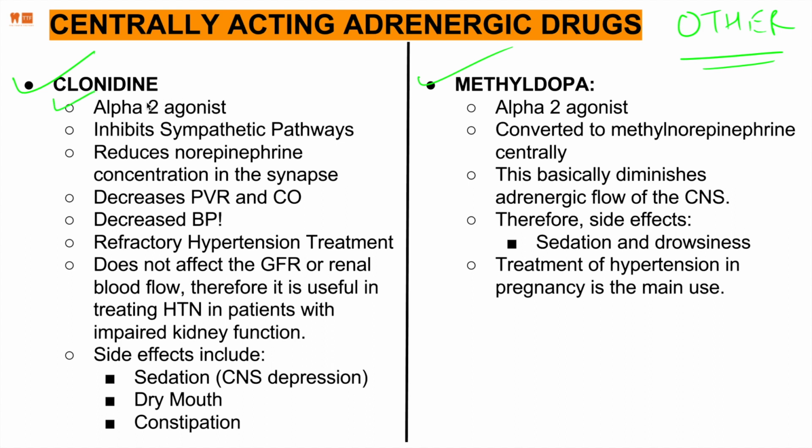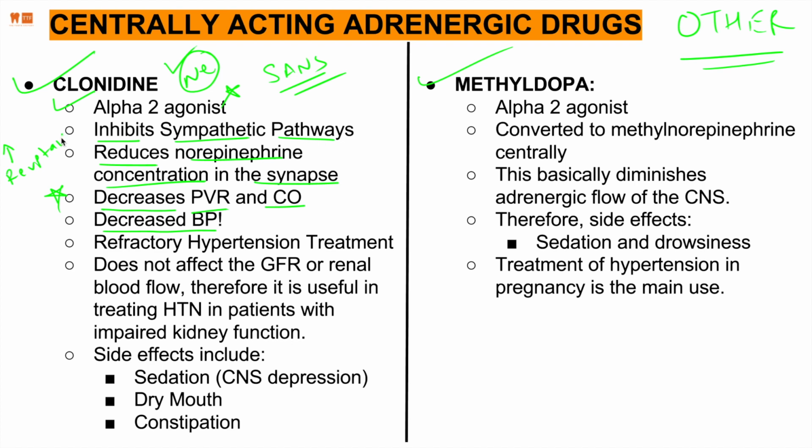Clonidine is an alpha-2 agonist. Now, to understand this, we have to go back to our sympathetic nervous system, adrenergic system lecture. However, I'll tell you what alpha-2 does. Alpha-2 prevents norepinephrine action. That's the summary of it. How? Please check out our lecture for the adrenergic system. So an alpha-2 agonist prevents even more norepinephrine. Therefore, it inhibits the sympathetic pathway, reduces norepinephrine concentration in the synapse, therefore decreases PVR and cardiac output, and decreases blood pressure. Perfect?